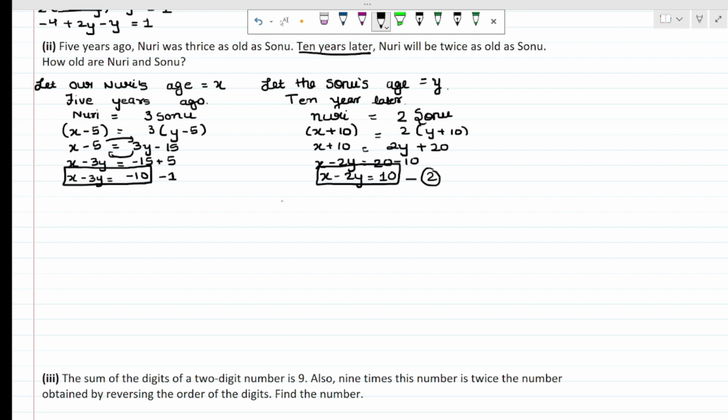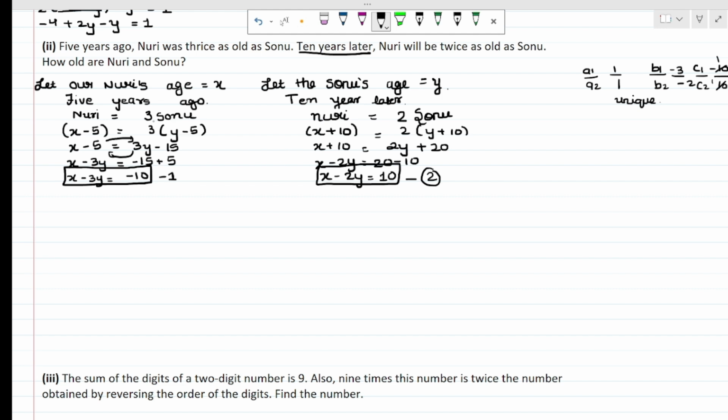Now check whether you can solve it or not. For a1 upon a2, b1 upon b2 and c1 upon c2, it becomes 1 upon 1, minus 3 upon minus 2, and minus 10 upon 10. You might say this is 1 upon 1 and this is also 1 upon 1, but you have to see clearly that it's negative 10 and positive 10. That means we are getting minus 1 upon 1. So it is a unique solution and you can solve it.